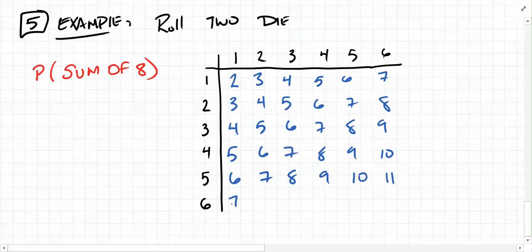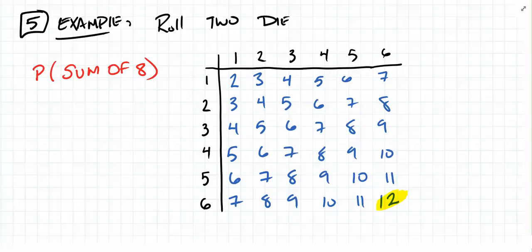So someone tell me, what does this 12 represent? What does that mean? There's only one way that I could get a sum of 12. That's if I were to roll a 6 and a 6. That would give me the 12, right? You guys agree with that part?